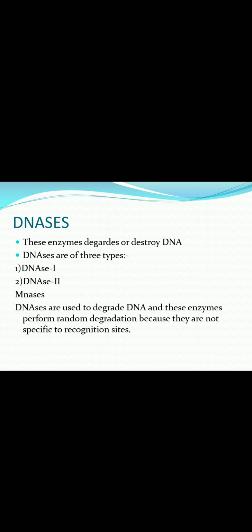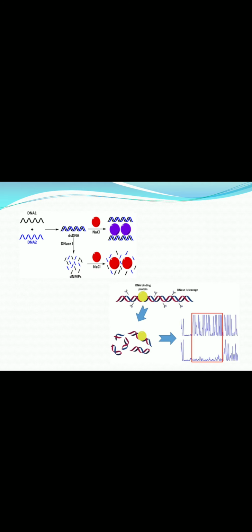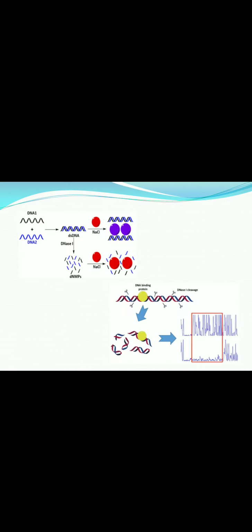DNases. These enzymes degrade or destroy DNA. DNases are of three types: DNase 1, DNase 2, and others. DNases are used to degrade DNA, and these enzymes perform random degradation because they are not specific to recognition sites. These two diagrams show the digestion of DNA into fragments with the help of DNase 1. The second picture shows that DNA is digested with DNase enzyme, and fragments are visualized in the form of a gel.